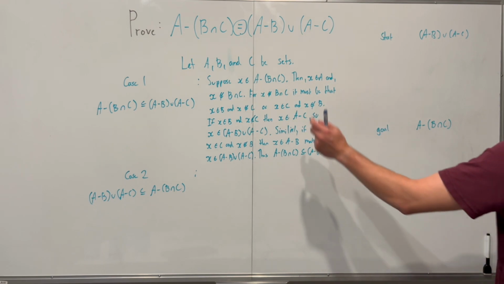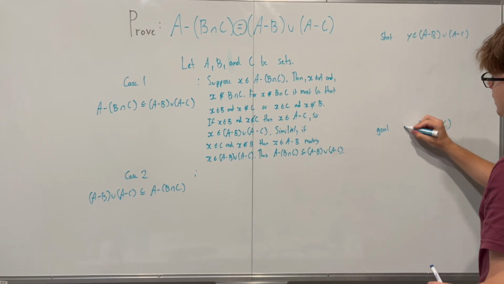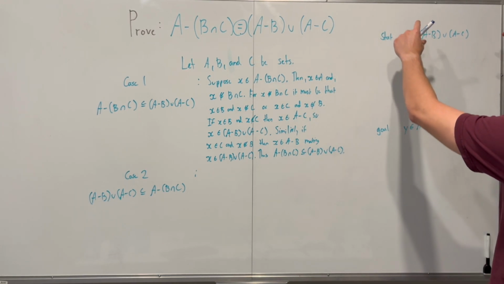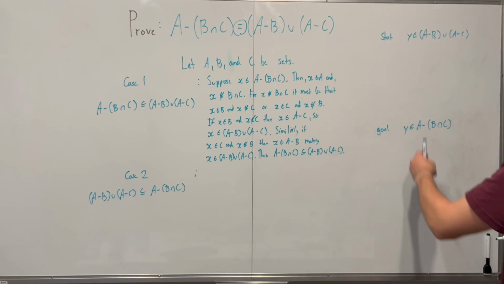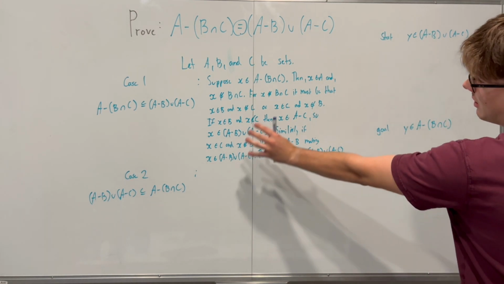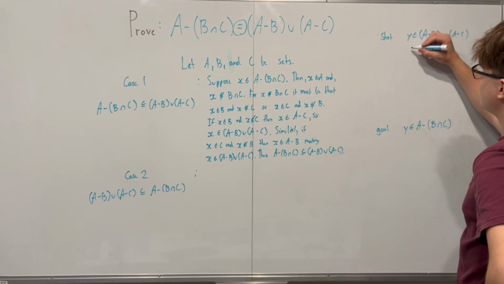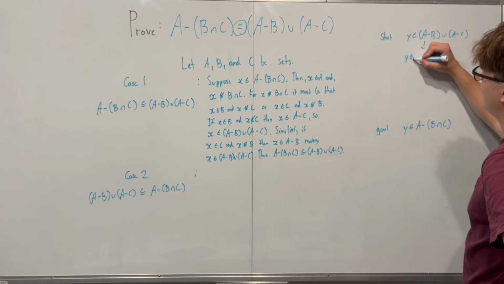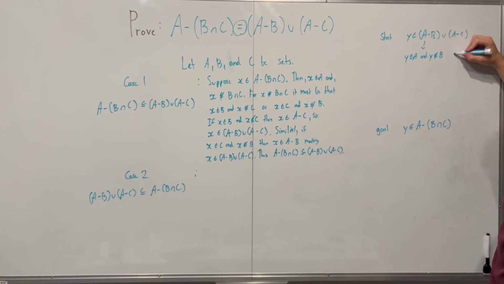Okay, so similar to how we did in the first case, if we can show any element in our first set can also be an element in our second set, then the first set is going to be a subset of the second. So in this case, I'm going to use y to distinguish ourselves from the first case. So what does it mean for y to be an element of the first set? Well, it means that y is an element of A and y is not an element of B, or, unioned with, y is an element of A and y is not an element of C.